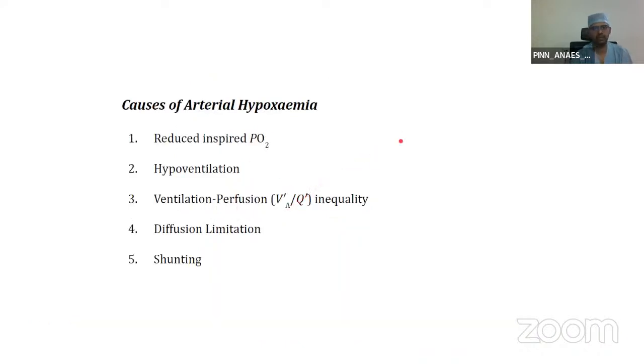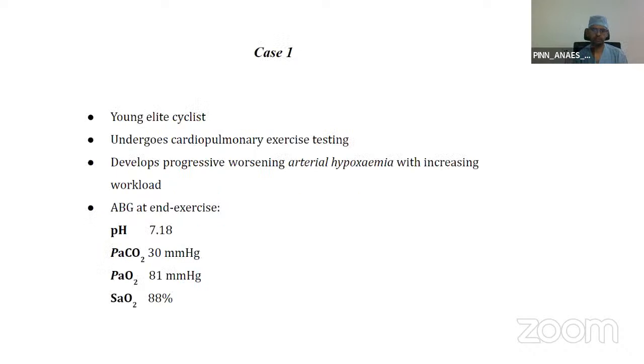So what are the causes of arterial hypoxemia? All the causes of arterial hypoxemia can be grouped into 5 headings. It can be either due to reduced inspired oxygen tension, hypoventilation, ventilation-perfusion inequality, diffusion limitation, or shunting. I will be discussing each of these causes with case scenarios.